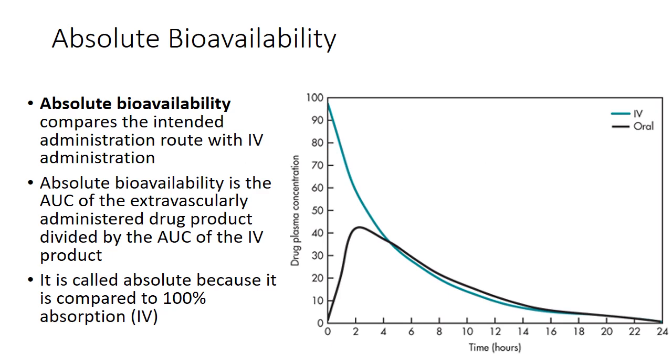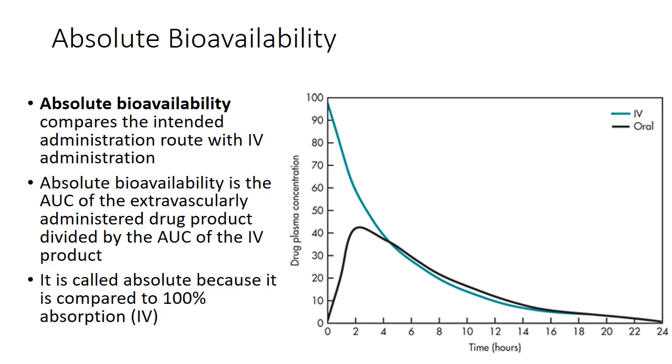So absolute bioavailability compares the intended administration route with the IV administration route. Okay, it might look a little complicated, but all it's saying is that the only way you know the percent of the drug that is absorbed orally is if you have something to compare it to, and that has to be 100% absorption, which would be the same as giving it IV. So if you give it IV, you see this, and then if you give it orally, you see this, and you can calculate, based on what you should see if 100% is absorbed, how much was absorbed through the oral route, right?